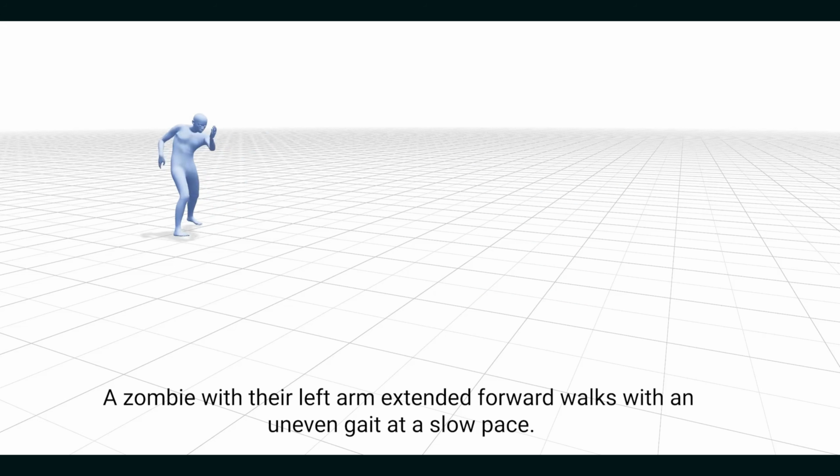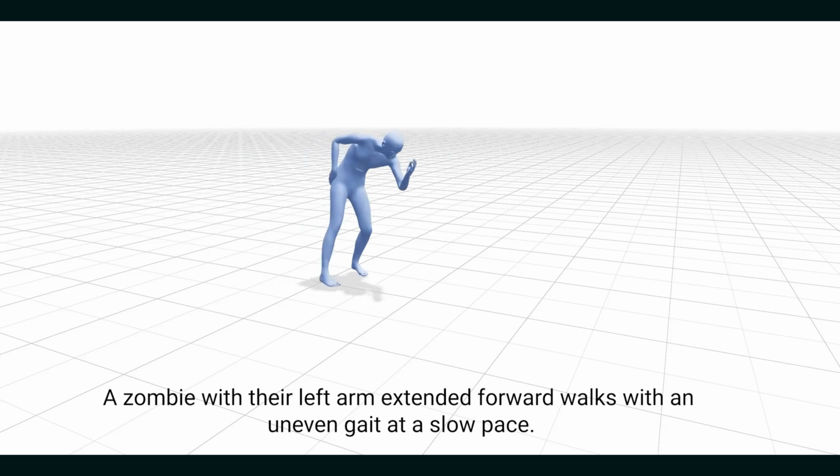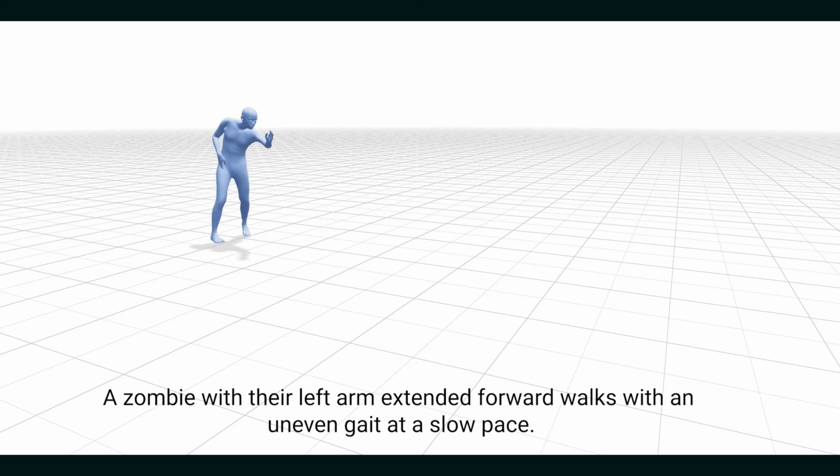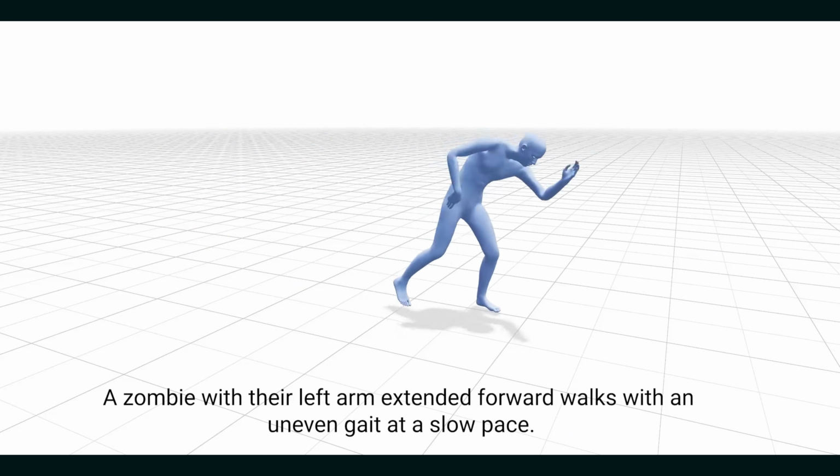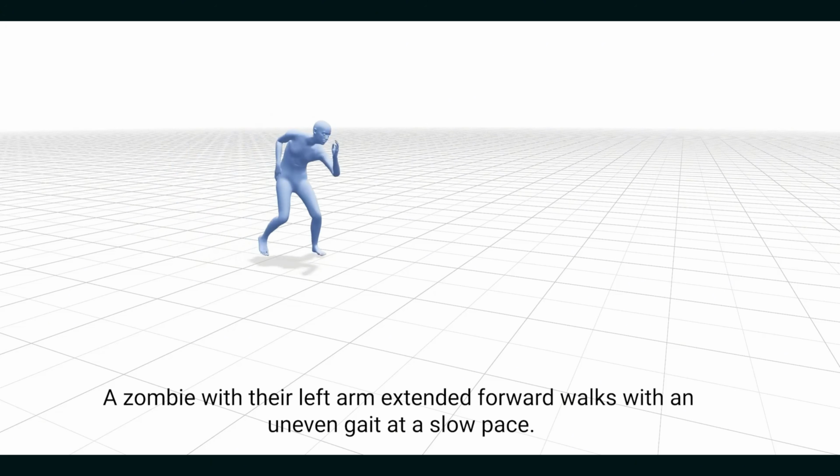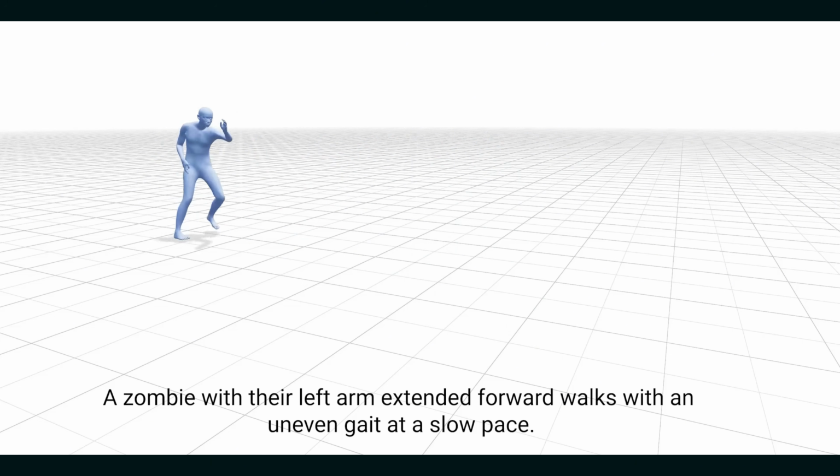Another prompt which I said, a zombie with the left arm extended forward walks with an uneven gait at slow pace. And okay, so if you're making a zombie game, you can definitely take help of this NVIDIA's free model.